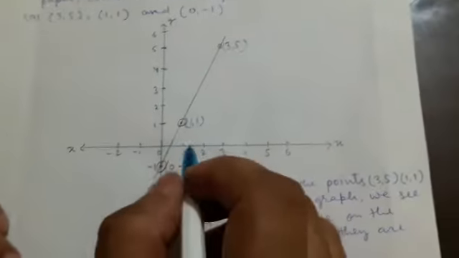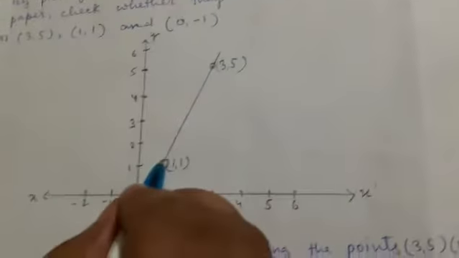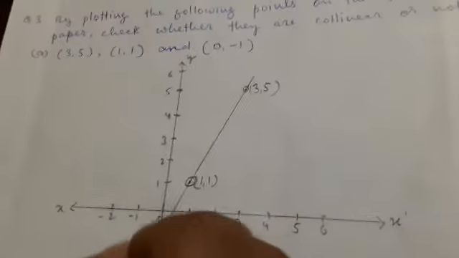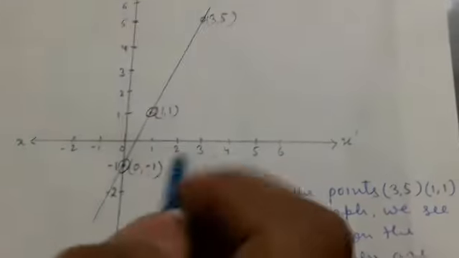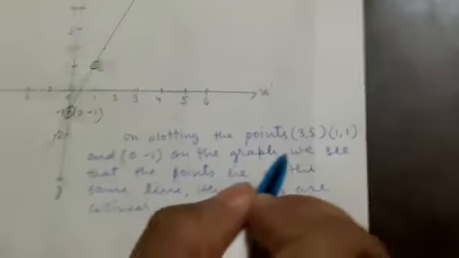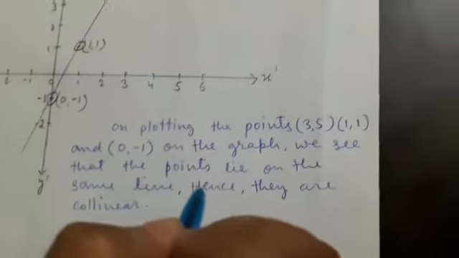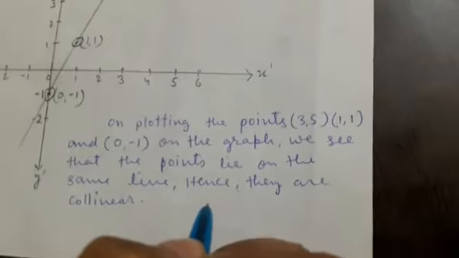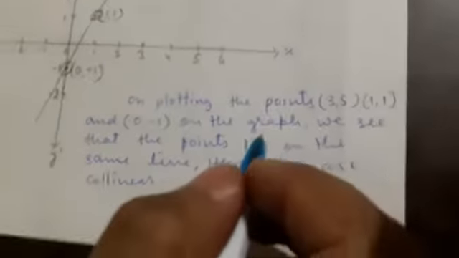Now first 3 and 5, this point will come. Then 1 and 1. Similarly 0 and minus 1, and we will join all these points with the help of a scale. Then you will see that on plotting the points (3, 5), (1, 1) and (0, minus 1) on the graph, the points lie on the same line, hence they are collinear.